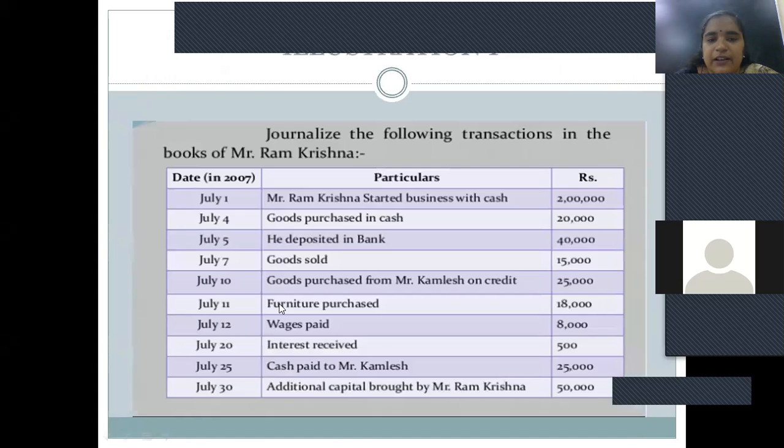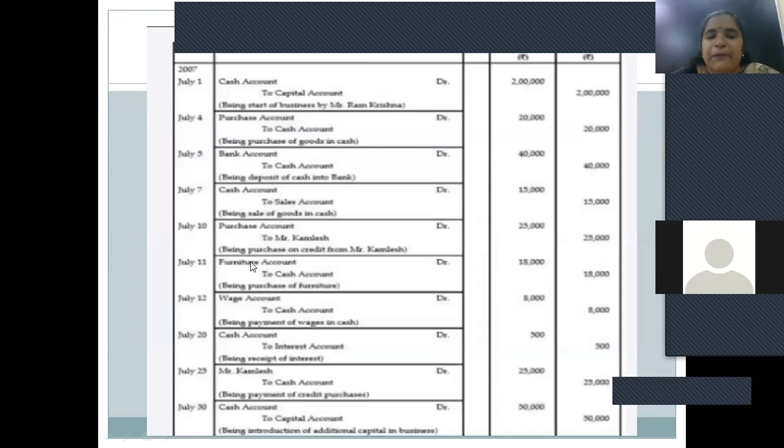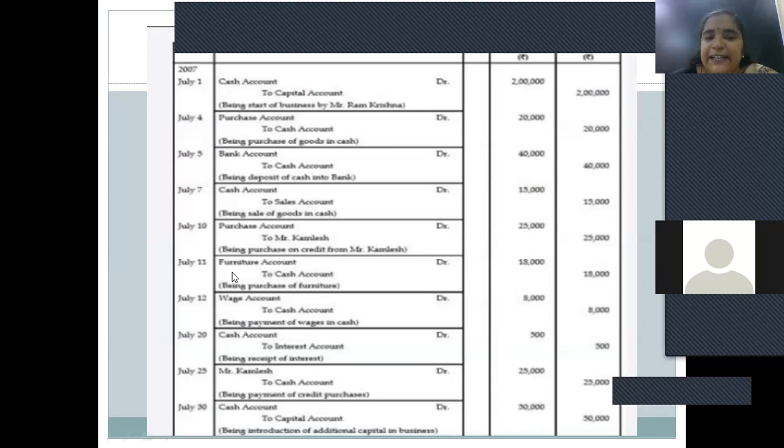Next, furniture purchased on July 11th, that is 18,000. When you are purchasing furniture, they have not given anybody's name, so we consider it as cash. What happens is furniture is coming in, it is a real account, an asset account. So both these are assets. Furniture is an asset, cash is an asset. Furniture is coming in, so debit furniture account with 18,000. Cash is going out because you are paying for that furniture, so credit cash with 18,000. And we write here: being purchase of furniture made.